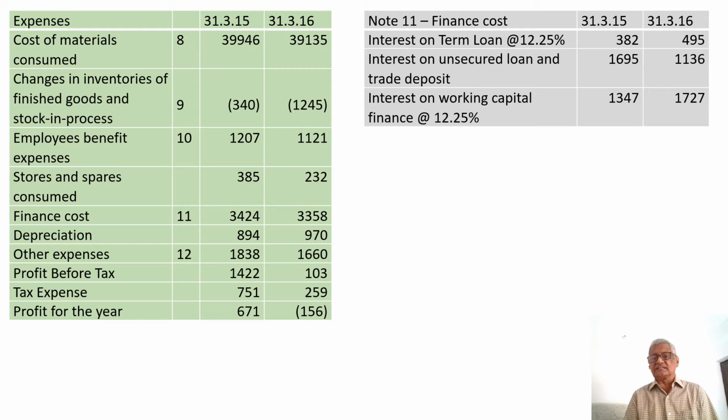Interest on term loan, interest on unsecured loan, interest on trade deposits, interest on working capital, etc. So that breakup is there. The next one is the depreciation, 8.94 crore and 9.70 crore, and other expenses is given in note 12, which amounts to 18.38 crore and 16.60 crore. Let us see what that is.